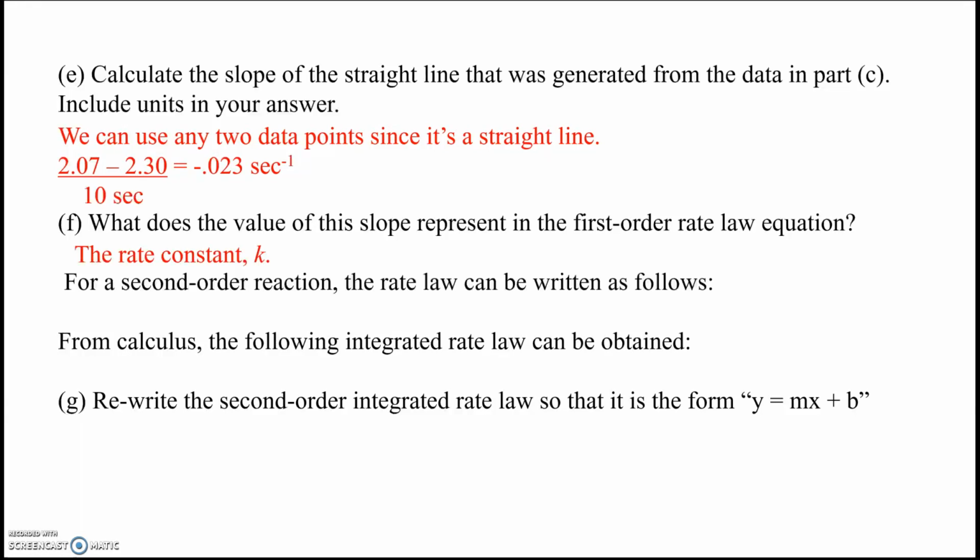Now for a second order reaction, I can write rate is equal to k A squared. And from calculus, I'm going to solve that or integrate that, and I'm going to get that equation. And if I rewrite that equation in a linear form, y equals mx plus b, I'm going to get 1 over A sub t is equal to kt plus 1 over A initial.